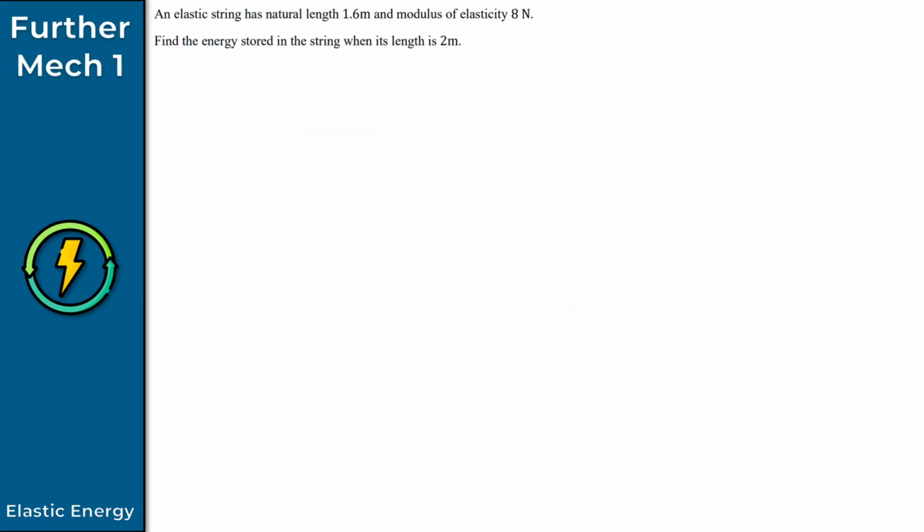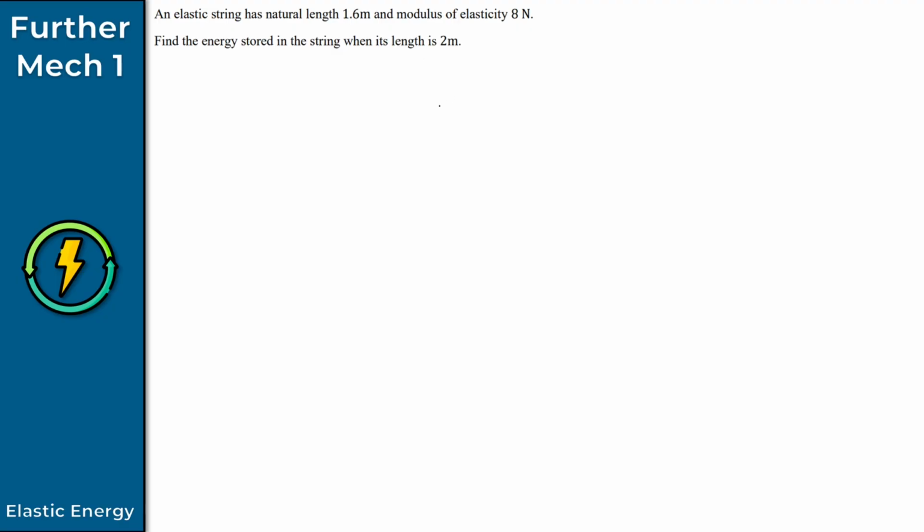So let's just get started then with question 1 here on elastic energy. For this question, all things considered, it's a pretty straightforward question. What we've got then is an elastic string which has a natural length of 1.6 meters, and we're also given the modulus of elasticity, which is 8 newtons. All we want to do here is just find the energy stored in the string when its length is 2 meters.